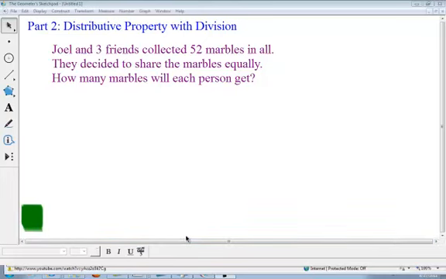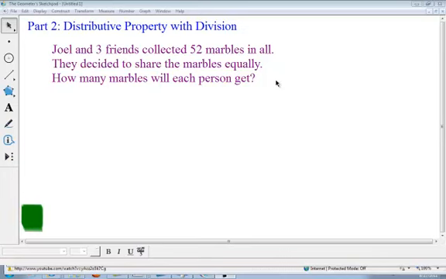This lesson is about the distributive property with division. Let's look at this problem. Joel and 3 friends collected 52 marbles in all. They decided to share the marbles equally. How many marbles will each person get?